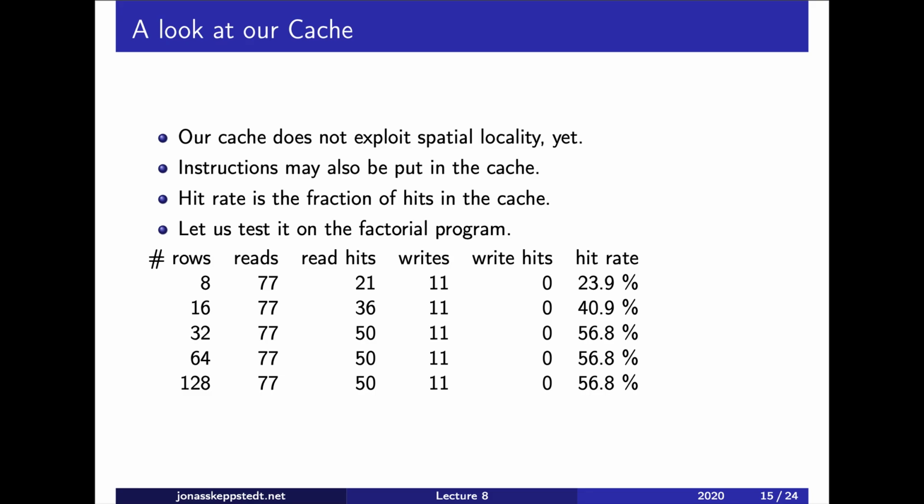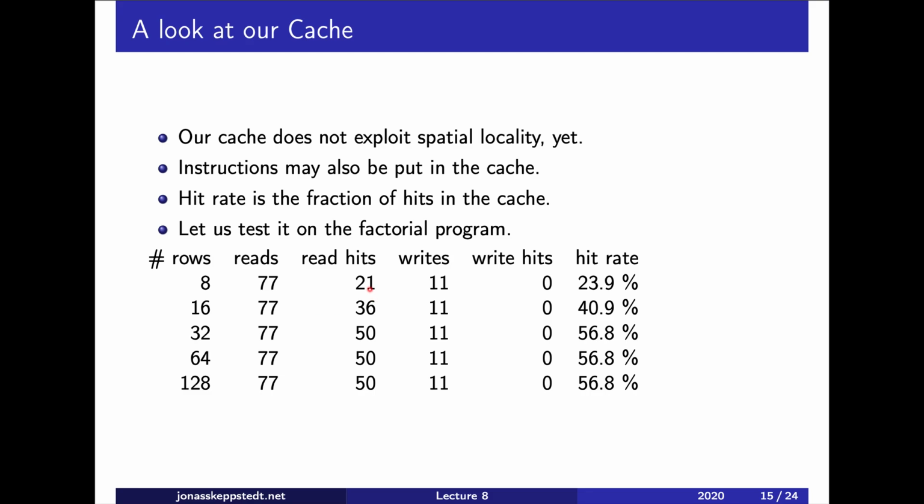Well, the writes, they are when we save parameter and return address on the stack. So there are 5 calls to factorial and 1 to main, and that means 11 writes, 2 for each factorial and 1 return address for main, which doesn't have a parameter. So that's the 11 writes, and since they are to new locations on the stack, as we make new function calls, they will all miss.